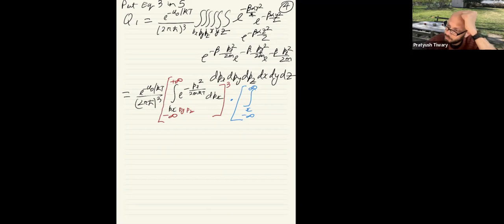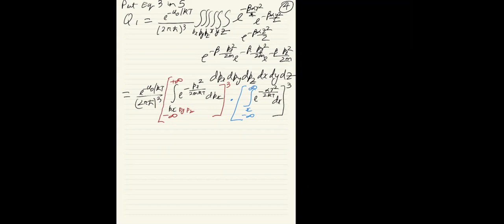And this thing will now look like e to the power minus beta alpha x square. Or actually, instead of beta, I'm going to write alpha x square by 2 kT. And now we have a dx. And same thing, instead of writing dy and dz separately, I will have a cube of this integral. Okay, so we have reduced it to two simple integrals. And this integral is actually one of the easiest integrals to calculate. Anyone knows the name of this integral?